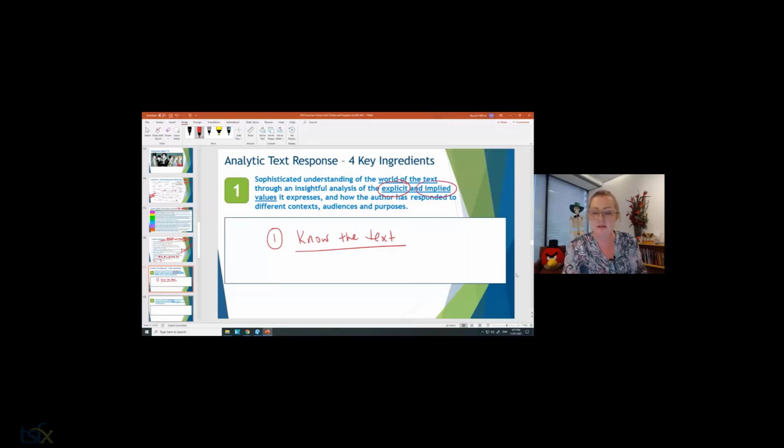Explicit and implied values. Explicit means you have to comprehend what is being written, what happened. Then you need to make inferences. Inferences are looking for the hints and interpreting those hints, okay? Not just what's written on the page, but what that means. What does it hint at? What does it infer, okay? So you need to do that.